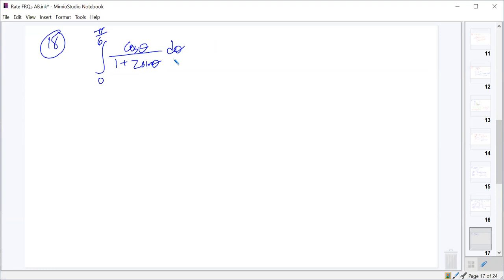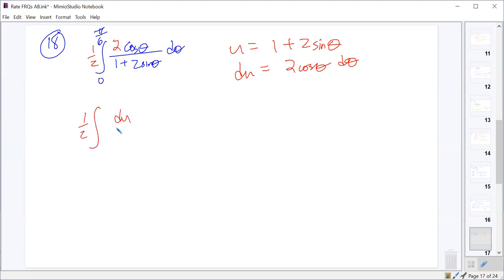Probably our best bet here is going to be doing a u substitution. So let's let u equal 1 plus 2 sine theta, because then du will just be 2 cosine theta d theta. We can put a 2 and a 1/2, and we'll end up with 1/2 the integral of du over u.